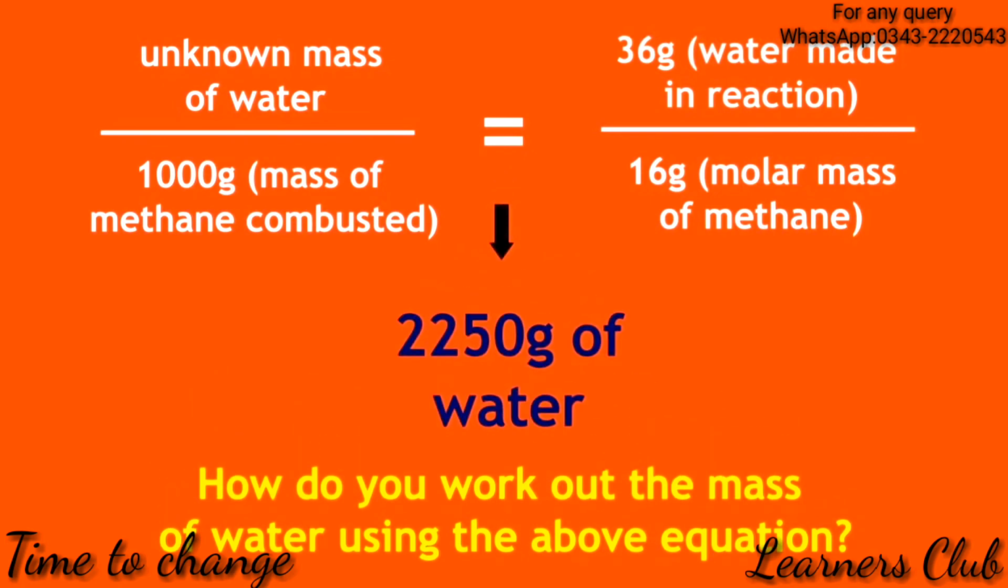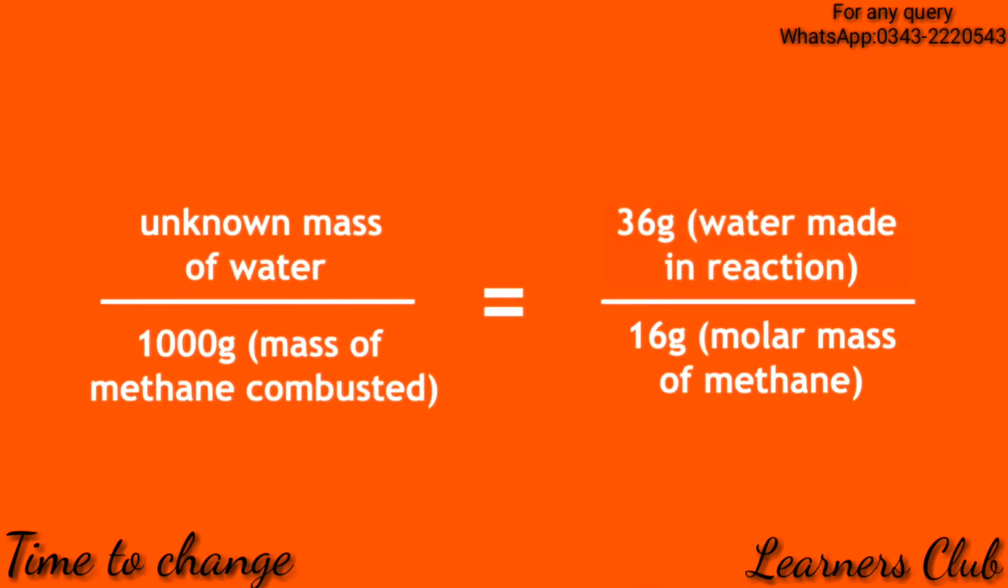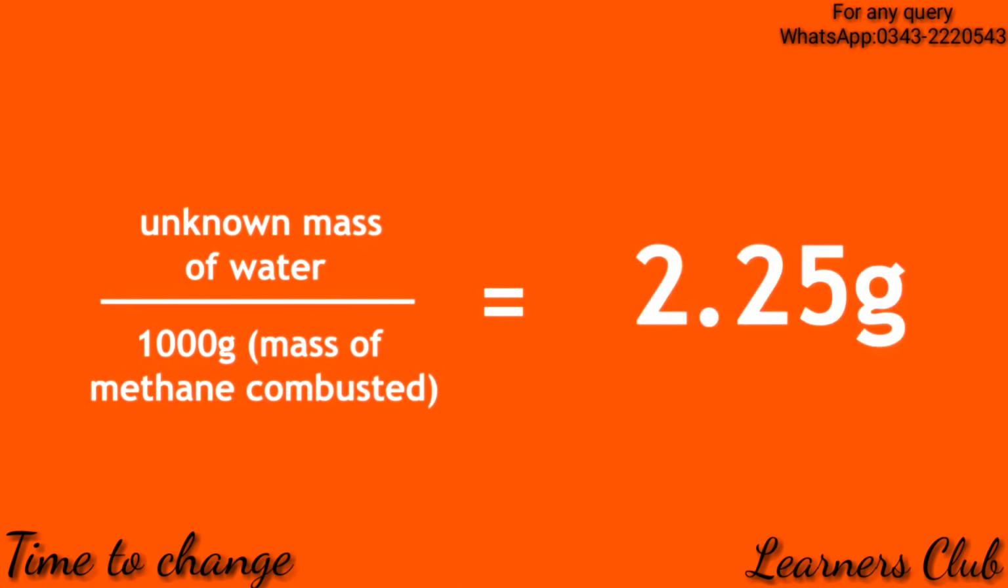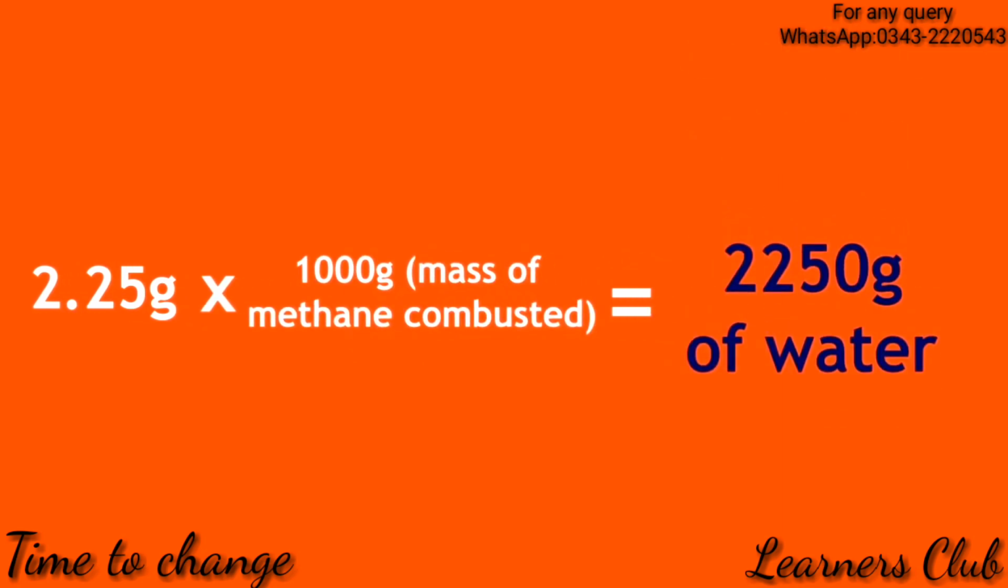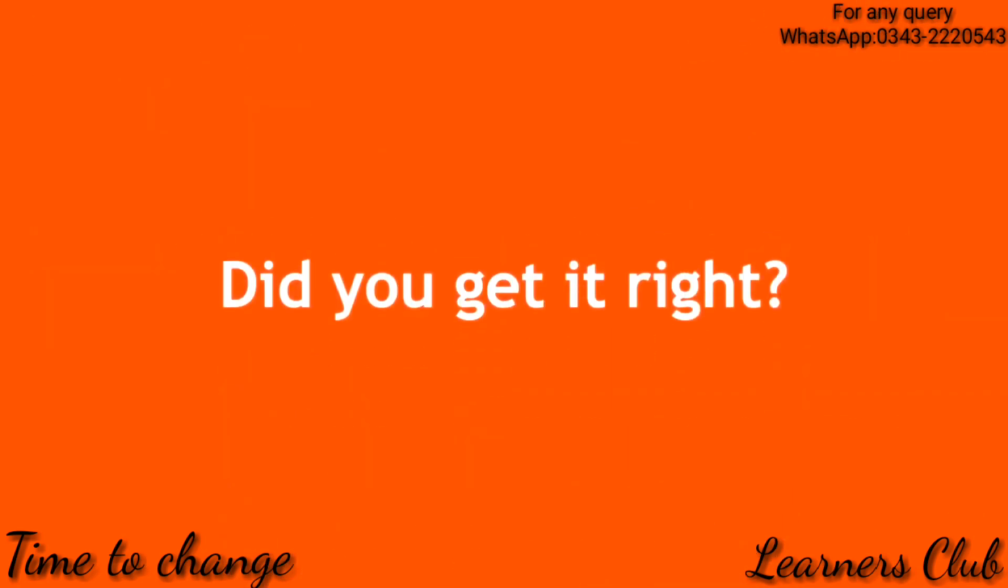2,250 grams of water. This is because 36 divided by 16 gives 2.25. You then have to rearrange this formula for the unknown mass of water. This is done by multiplying 2.25 by 1,000 grams of methane combusted. So 2,250 grams of water were produced. Did you get it right?